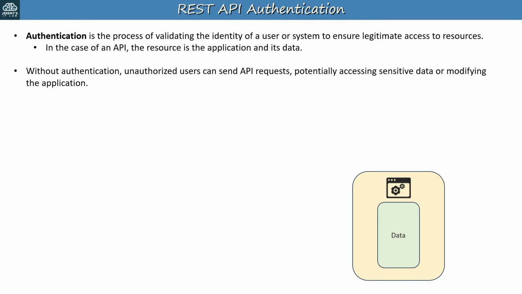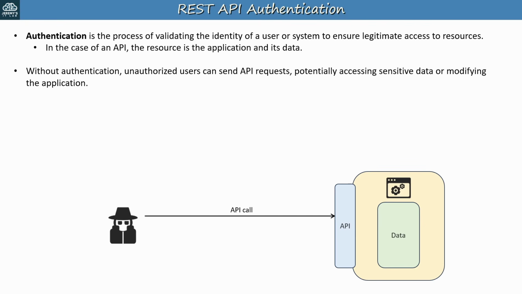For example, here we have an application and some data. The API serves as an interface, allowing other apps to use the application or to access its data. Without authentication, if a malicious user sends an API call, also called an API request, the API will accept the request and provide the requested data. It's worth noting that some APIs are intentionally open and don't require authentication. These APIs typically provide publicly available data that doesn't require security protection. But for many APIs, that isn't the case, and security is a major concern.